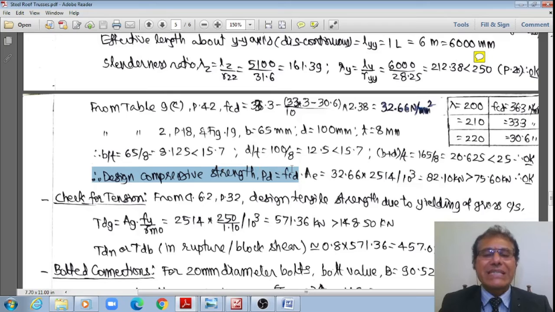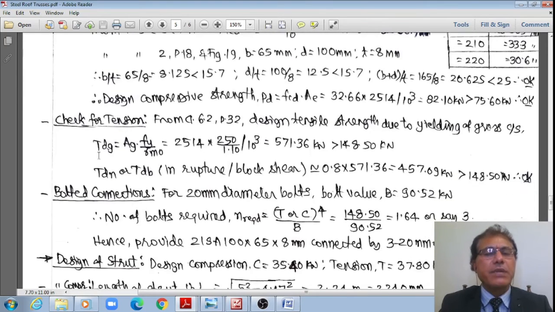Therefore, the design compressive strength and load is PD equal to FCD multiplied by AE, 32.66 multiplied by 2514 divided by 10 to the power 3, which is 82.1 kilonewton, which is just greater than 75.6 kilonewton. Therefore, it is okay. Therefore, my section is an optimized section. Once it is okay in compression, then I'll check for the tension.